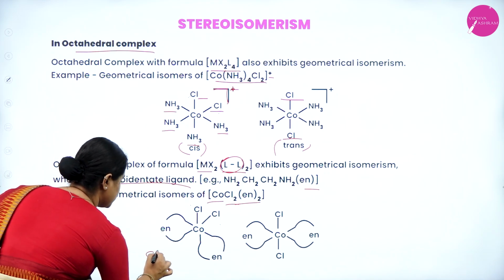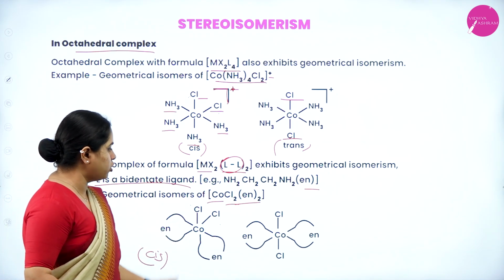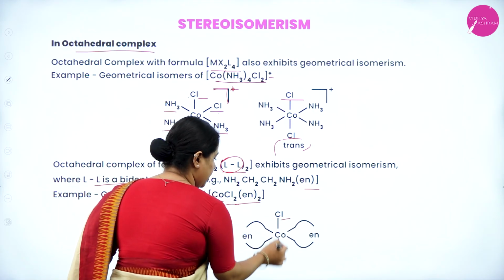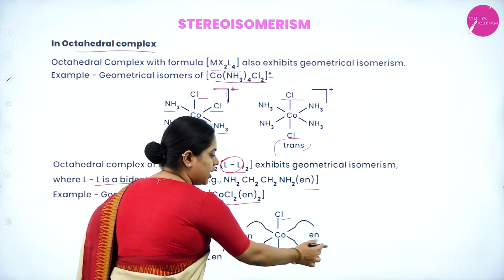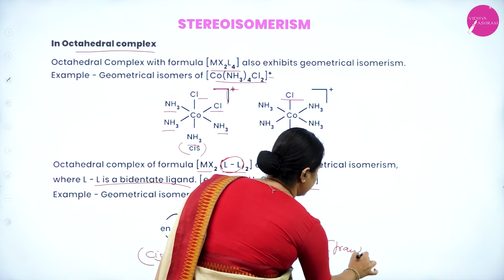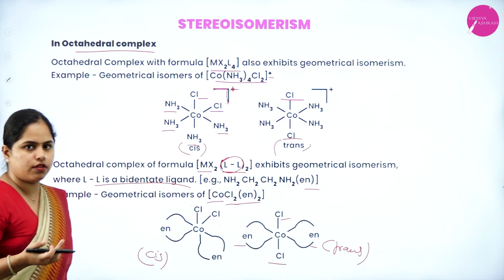So this will be your cis form, of course. And if both of them are opposite to each other, right? So one Cl is here, chlorido is here, another chlorido here. One En here, one En here. So of course that will be your trans form, right? So adjacent will give you cis and opposite to each other will give you trans.